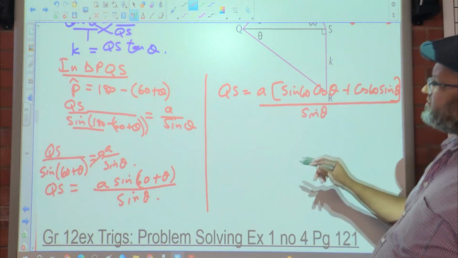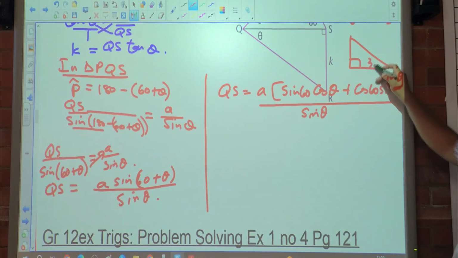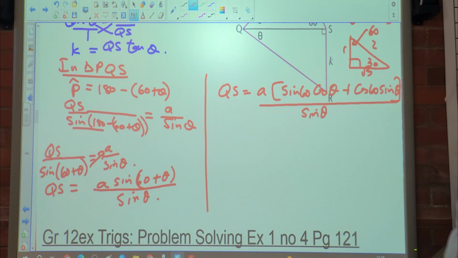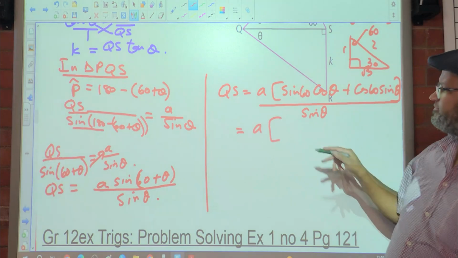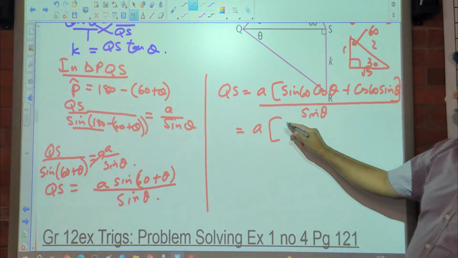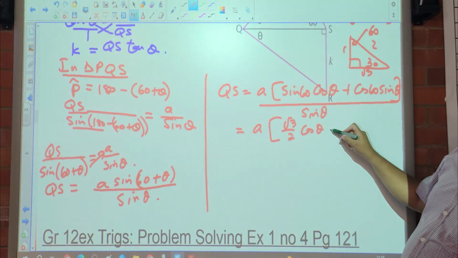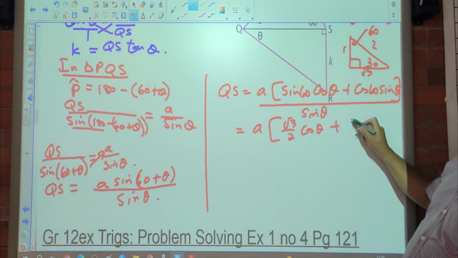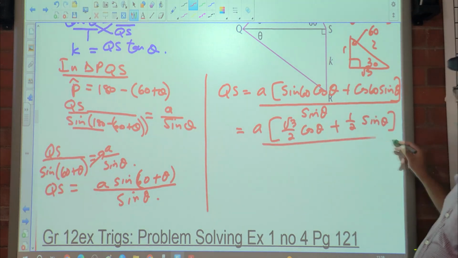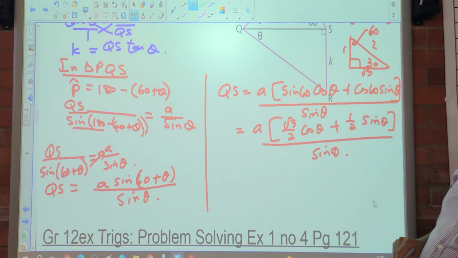But now sine 60 and cos 60 remind us of what? Of the special angles. So if that is 30, it is 1, 2, root 3. And of course 60 lies there. So we have A into, what is sine of 60? Root 3 over 2 cos theta plus cos 60, which is adjacent over hypotenuse, is 1 over 2 sine theta, all over sine theta. You all agree with that?